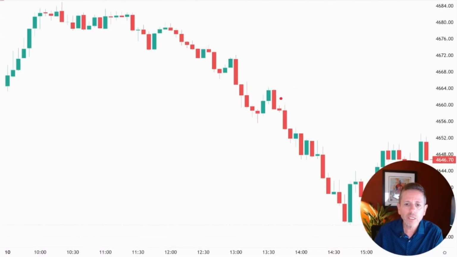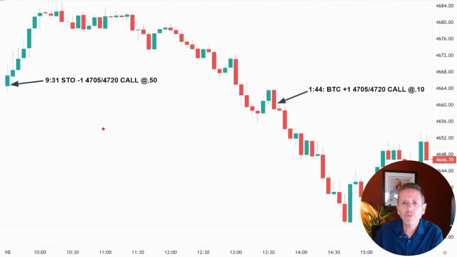Next trade, this is November 10th. I put it on right at the beginning of the day and I collected 50 cents. The market didn't really want to put on another position here, so I let it run, and eventually the market went down and you can see here that I was able to close it out very nearly where I put it on.